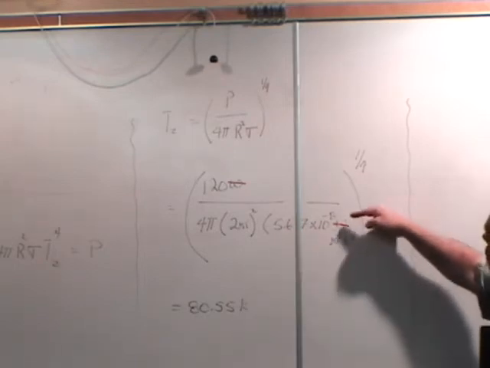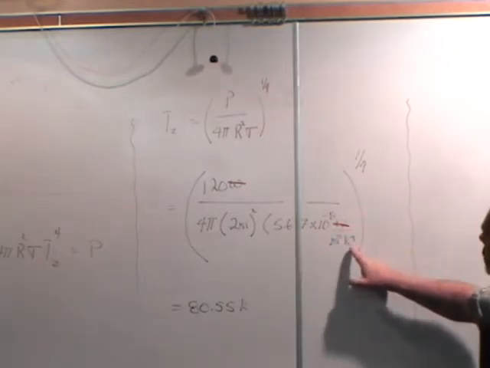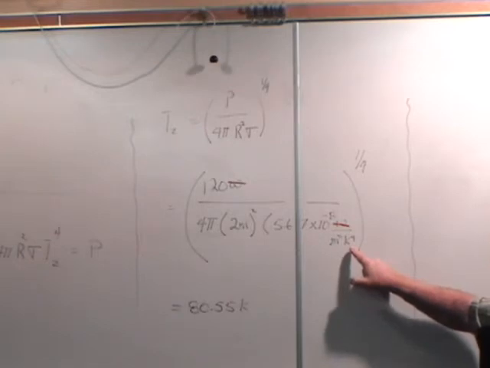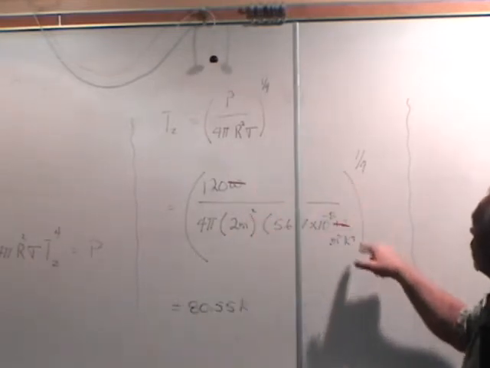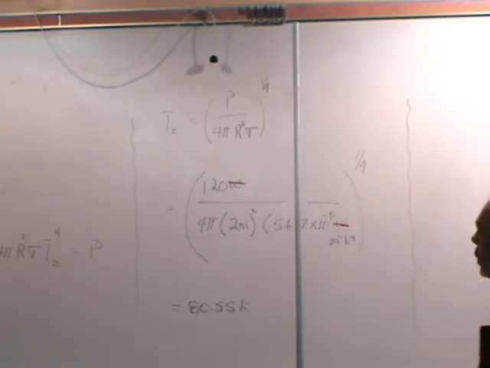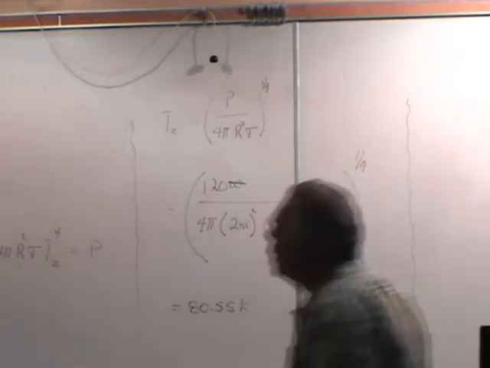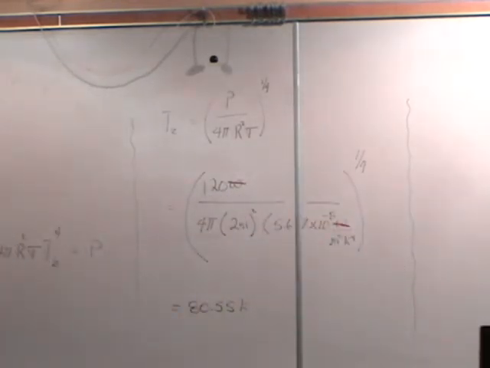Stefan-Boltzmann constant, watts per meter squared kelvins to the fourth. Now is a really good time to check the units. So watts with watts, meters with meters, and kelvins to the fourth, take the fourth root. Yes? The radius of the second sphere is 4 meters. No. See, the diameter is 4 meters. Oh, man.